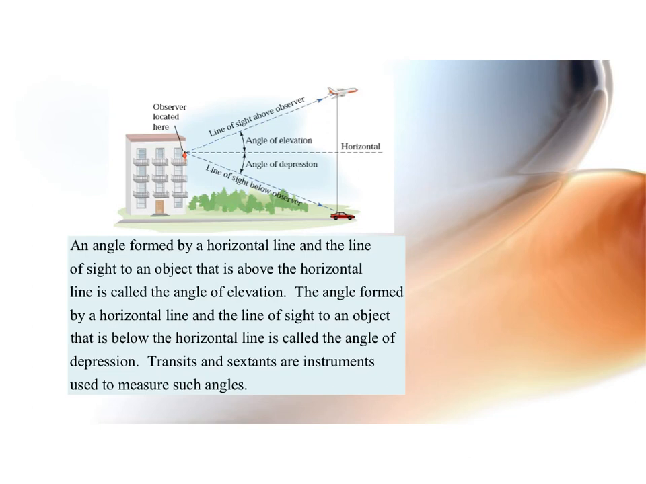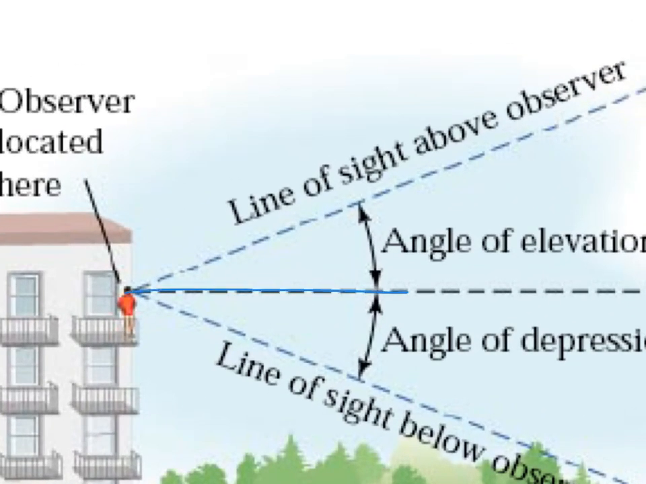So angle of elevation is from that level up, whether you're on the ground and you're looking up at something, or you're standing, in this case, this person's standing on a balcony and they're looking up at something from their eye level. So this little guy's eye level up is the angle of elevation. So eye level up, angle of elevation, okay? Elevation would be like rising, right? So it's higher than you.